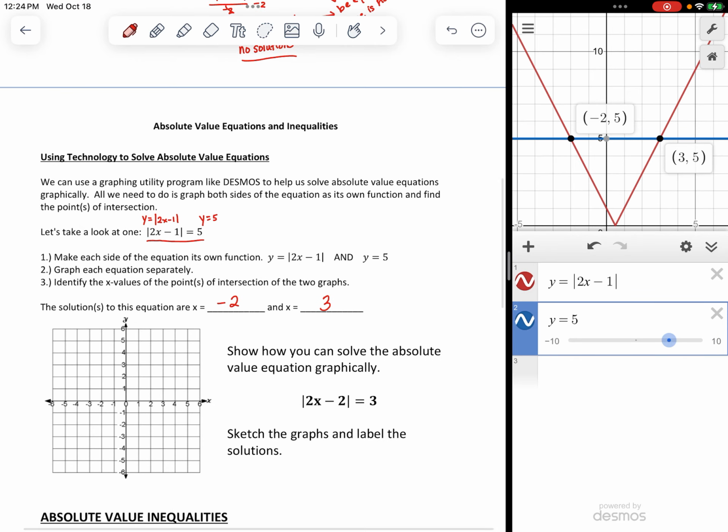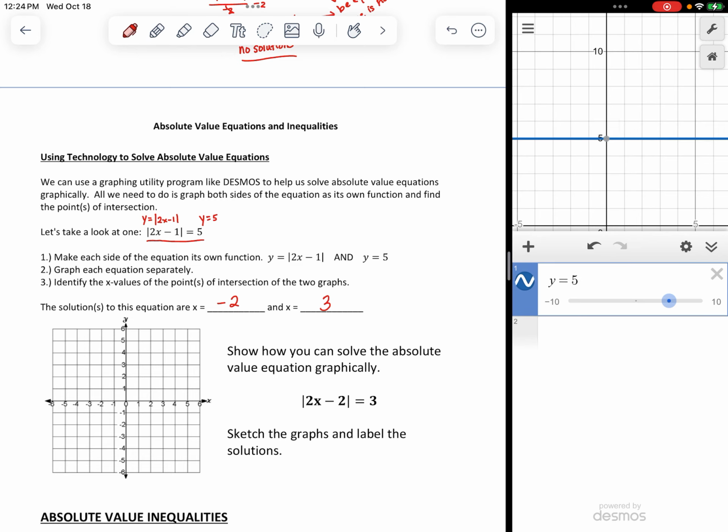The process is quite simple. Again, all you do is split your original absolute value equation into two sides, each of them becoming y equals something. You graph them separately on the coordinate plane using Desmos, and you find the points of intersection, and you state the x values of those points of intersection. Those are the solutions to the absolute value equation.